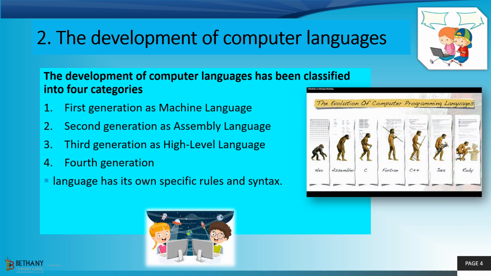The development of computer languages has been classified into 4 categories. First generation as machine language, second generation as assembly language, third generation as high-level language, and fourth generation language. Each language has its own specific rules and syntaxes.